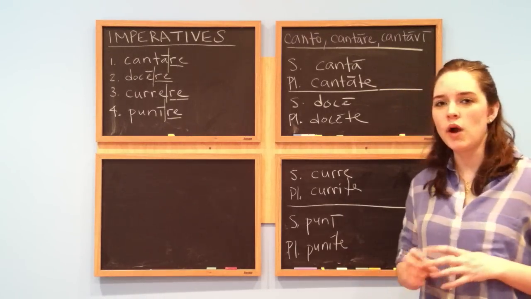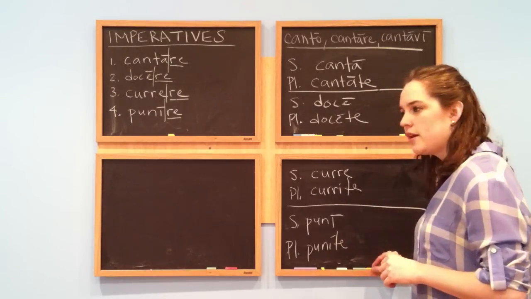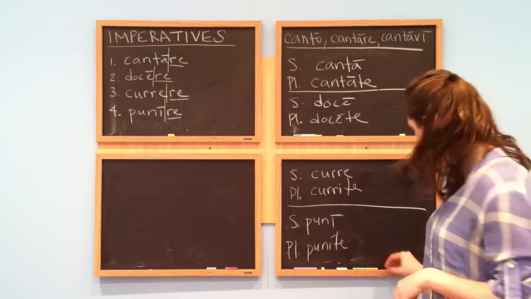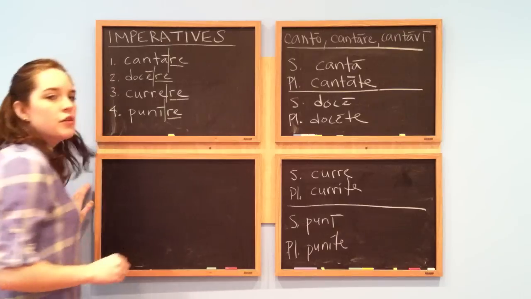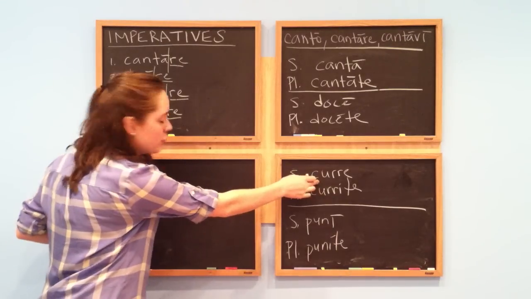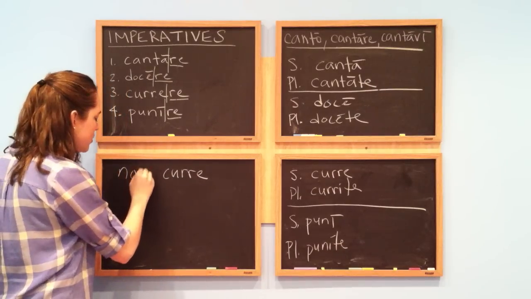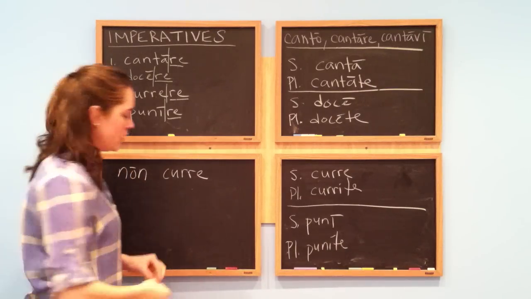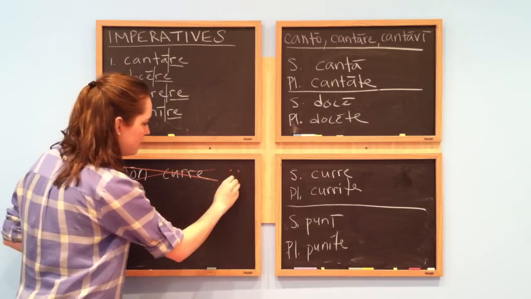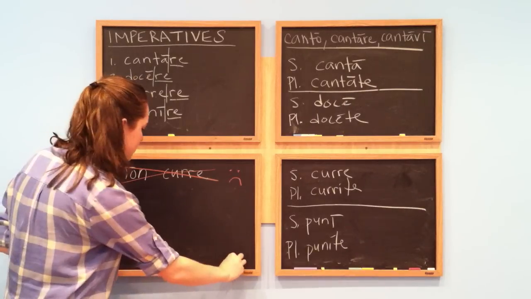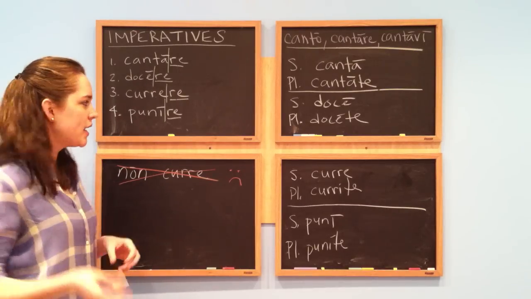However, what if you want to make your imperative negative? You have to be careful. This is an example of what not to do. If I want to say, don't run, you don't take the imperative for run, curre, and add a non. You might think that you would do that. Don't run. No. That's terrible. Never do it. Bad, frowny face. There's a very particular way in Latin to form negative imperatives.